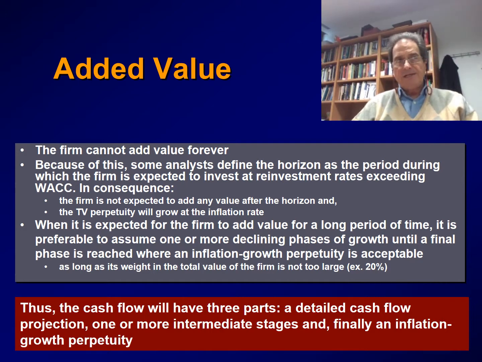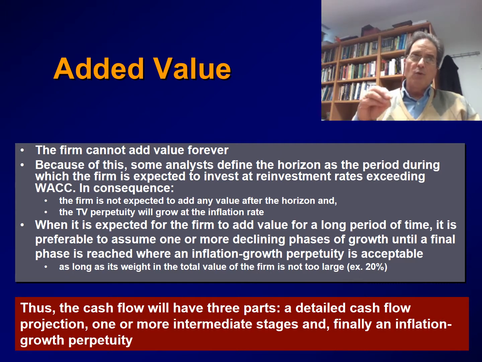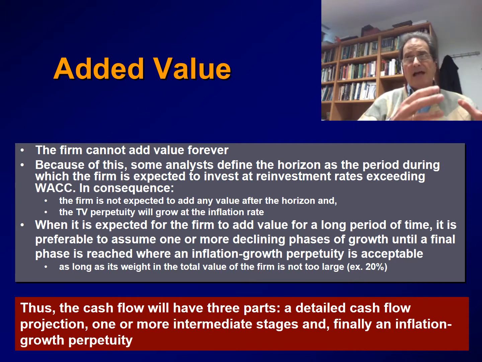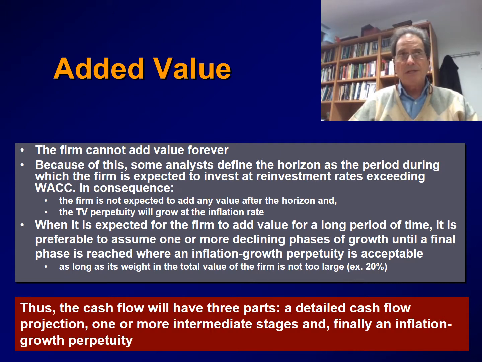Given that it is very hard to justify an inflation growth perpetuity for eternity, usually what we prefer is to have a relatively low weight of this perpetuity in the value of the firm. So what we seek is a relatively low proportion of the present value of this terminal value as a proportion of the final value of the firm. And the common practice is not to have a present value of the perpetuity that exceeds 20% of the total value of the firm.